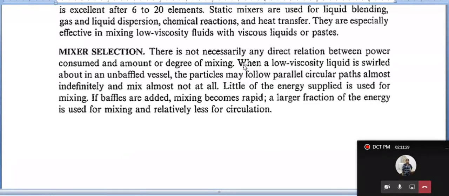So how perfectly we are able to create the flow currents matters, so that because of the flow currents, the reaction, or whatever the purpose for which the vessel is kept, will be completed. No such guarantees are there. When a low viscous liquid is swirled about in an unbaffled vessel, the particles may follow circular paths almost indefinitely and mix almost. Okay, these are all fine, no problem.